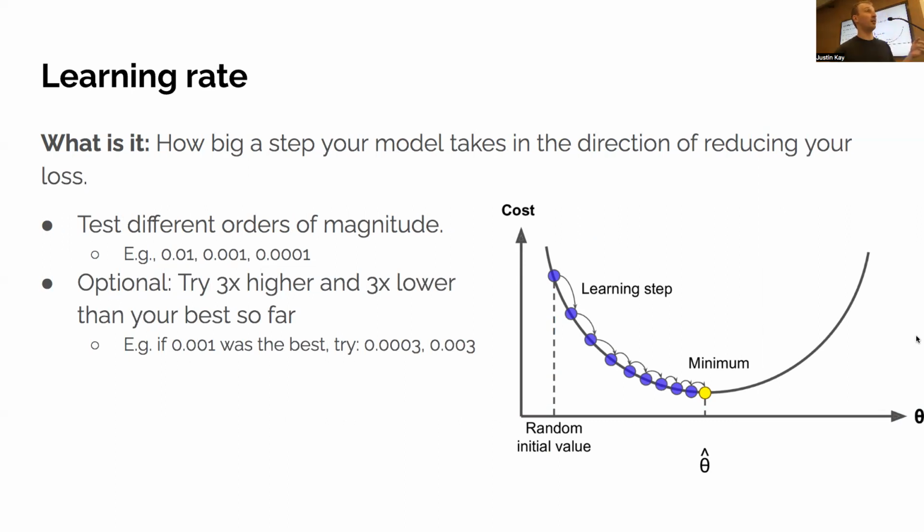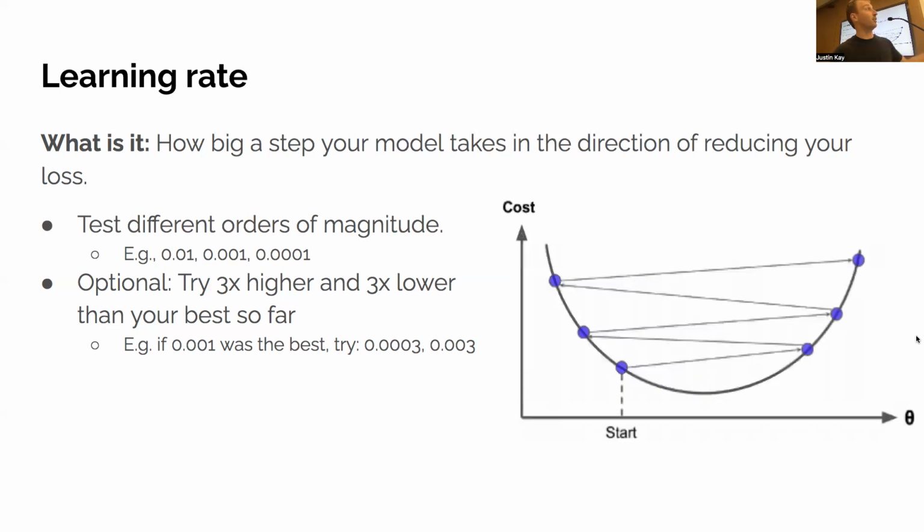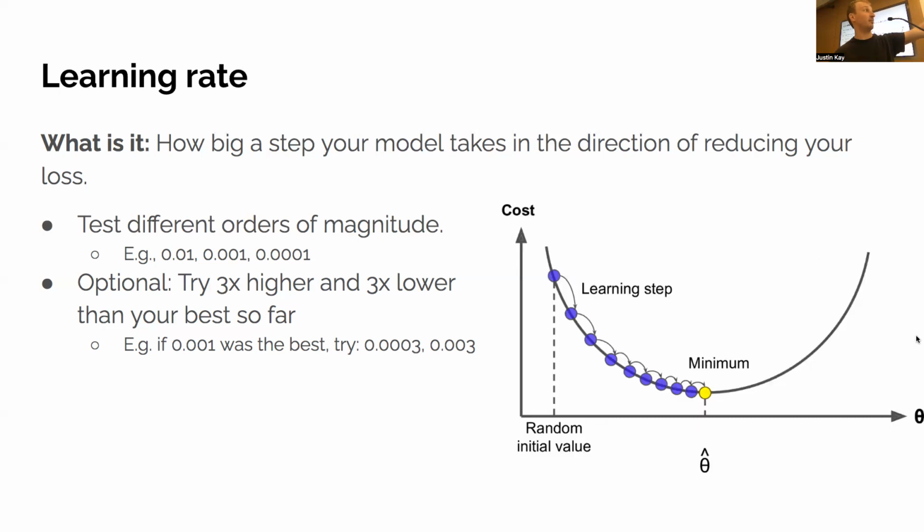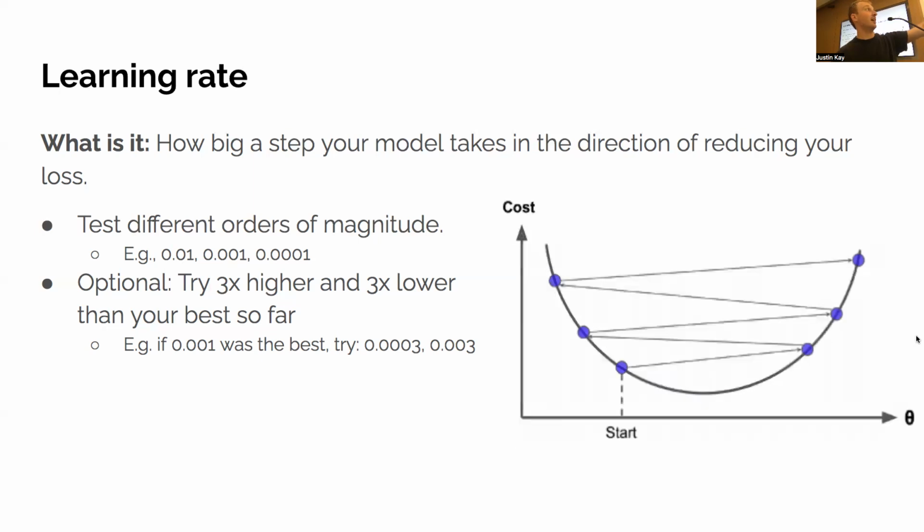So if it's too small, it'll take you forever to converge, and you might wind up at some local minima that you can't get out of because your step size is so small. If it's too big, you can overshoot the minimum, right? So the minimum loss here is the bottom of this parabola. You're trying to get all the way to the bottom. So if you have the perfect learning rate, you'll eventually get there. If your learning rate's too big, you'll jump back and forth, and you'll never get to your best loss.